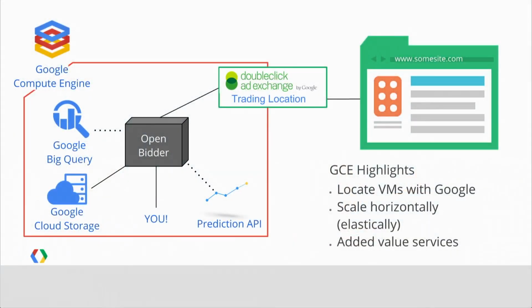We talked about locating your virtual machines within Google. This lowers your latency. And we talked about scale, right? You can start instances up very, very quickly, as the demo showed. And you have all of these value-add services.